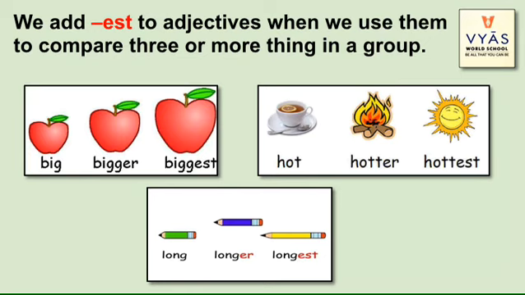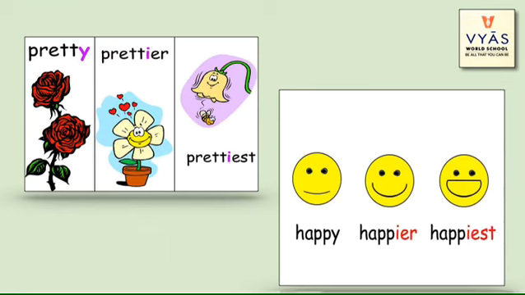Remember, we add est to adjectives when we use them to compare 3 or more things in a group. Again, let us have a look at a few more examples. Here again I have taken the examples of words ending with Y.